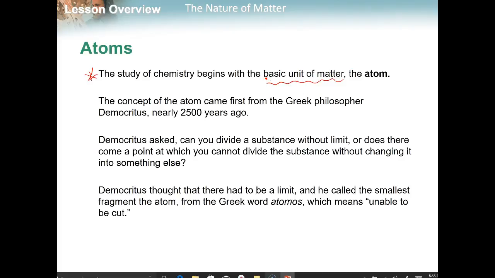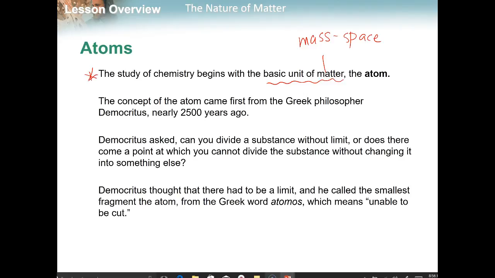So I always ask, well, what's matter? That's a little pun there. Matter is anything that has mass and takes up space. You're probably sitting there saying, Mrs. Saunders, air can't possibly have any mass and can't take up any space. And I would probably say to you, no, you're wrong.